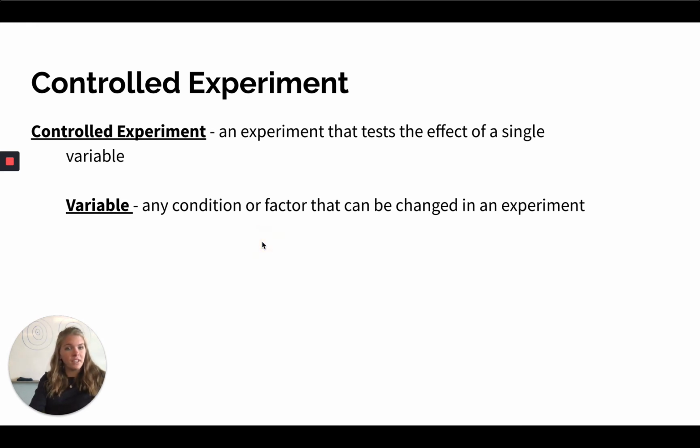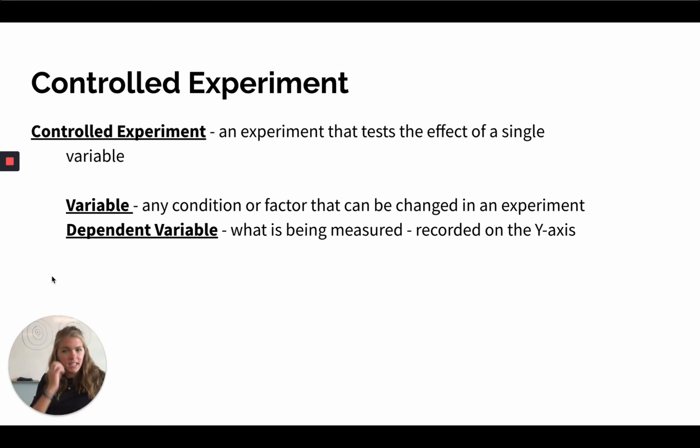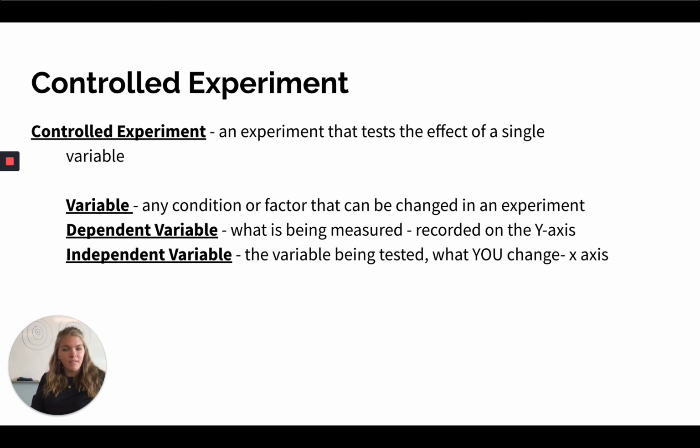So, the types of variables. We have the dependent variable, and that is what is being measured. Okay, and that's going to be recorded on the y-axis. And then we have the independent variable. That's the variable being tested. It's what you're changing, and it's on the x-axis.